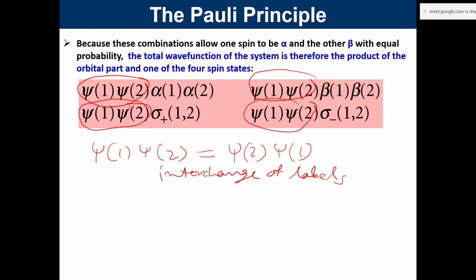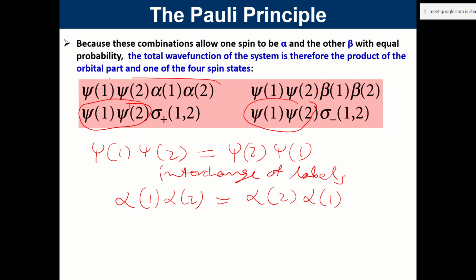The same thing applies when we are writing the spin state in this manner, like alpha 1 alpha 2. When we change the labels, the product will be same: alpha of second and alpha of first electron. Product is same, so the sign remains same in these cases for 1 and 2. So two are rejected, this one is crossed out, this one is also crossed out. These are not the correct solutions.